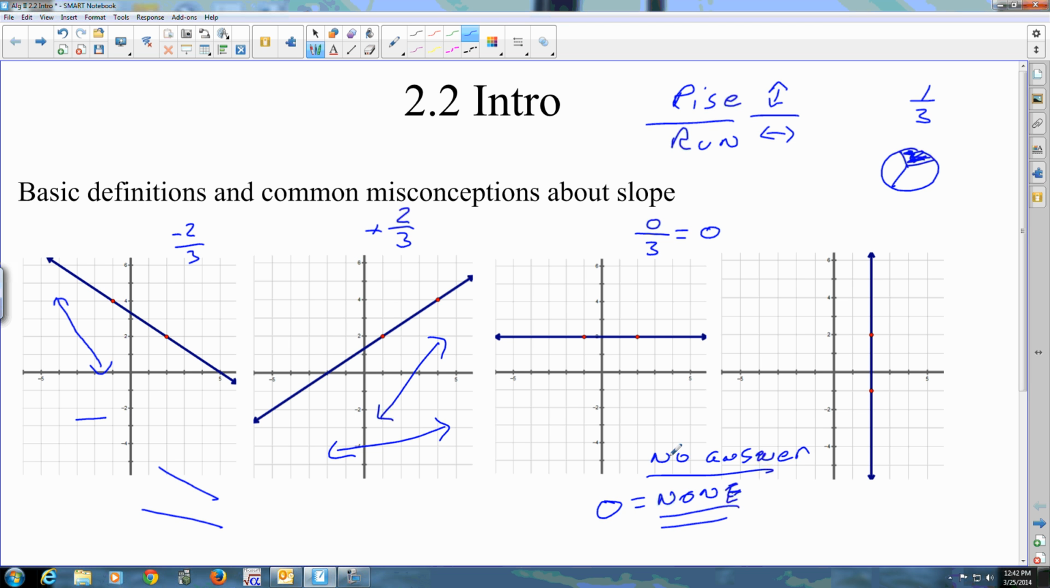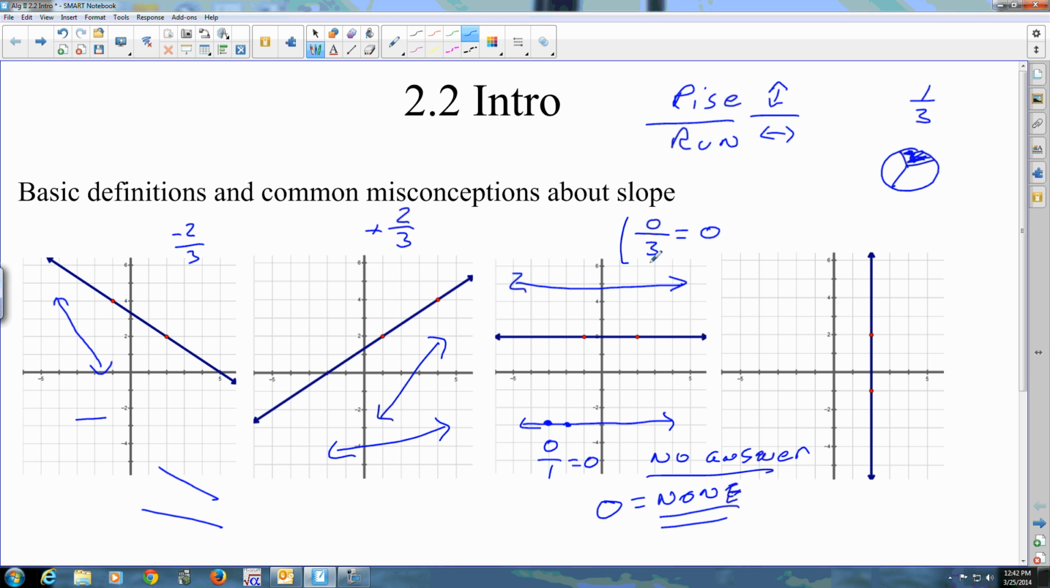Okay? You can never write no slope or none. It doesn't make sense. All lines have slope. This line just happens to have a slope of 0. Okay, that's fine. It tells you that it's horizontal. All horizontal lines, no matter where they're drawn, are going to have a slope of 0. Because to go from one point to another point, you're not rising, but you're running, which is worth 0.